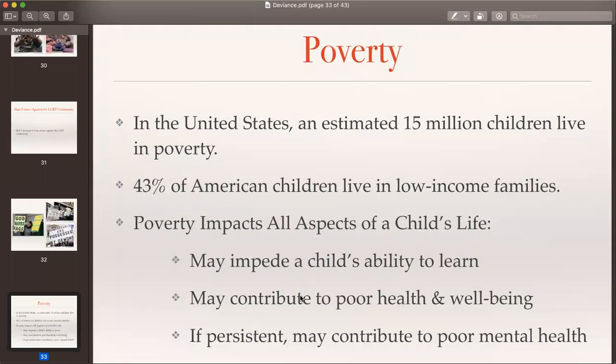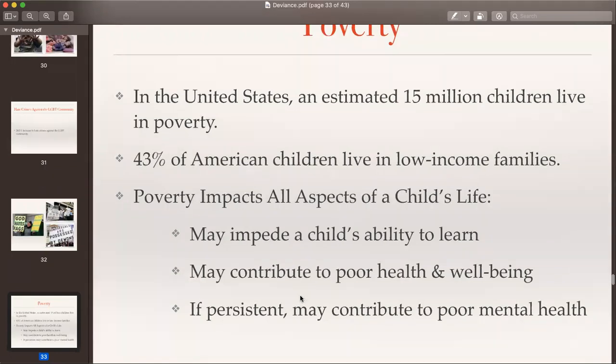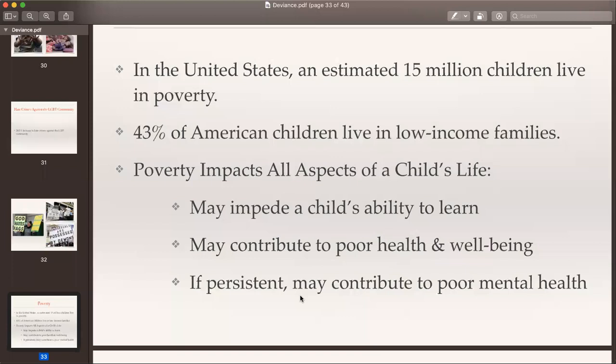We can argue that poverty is deviance, that 15 million children in the United States live in poverty, that 43% of American children live in low-income houses. We know that poverty impedes a child's ability to learn. We know that poverty contributes to poor health and well-being. That if persistent, poverty can lead to poor mental health because people don't have access to the resources that they so desperately need.